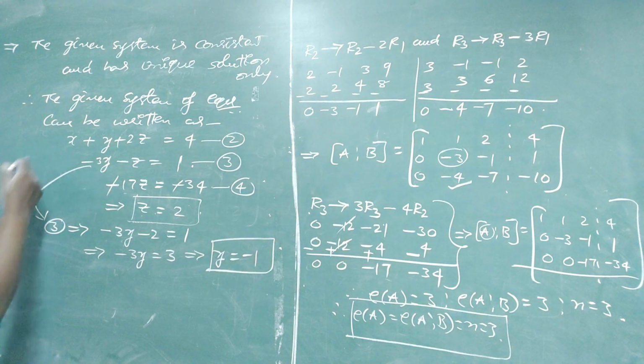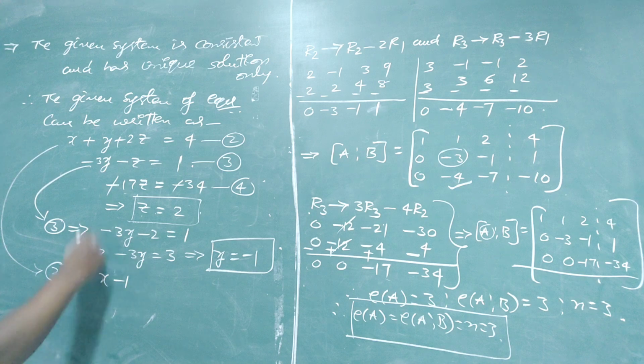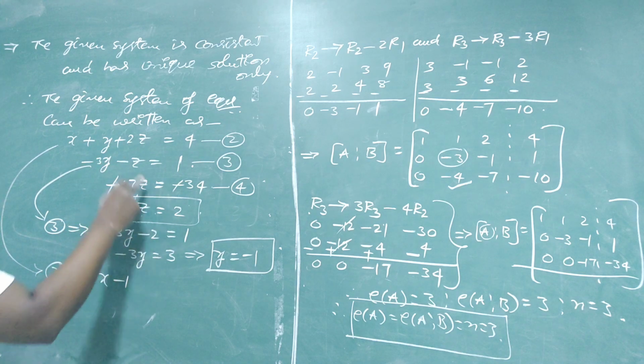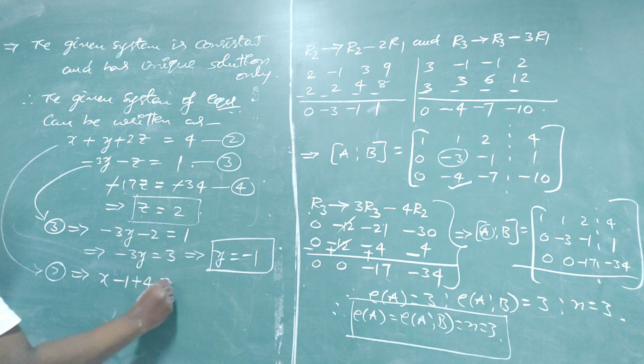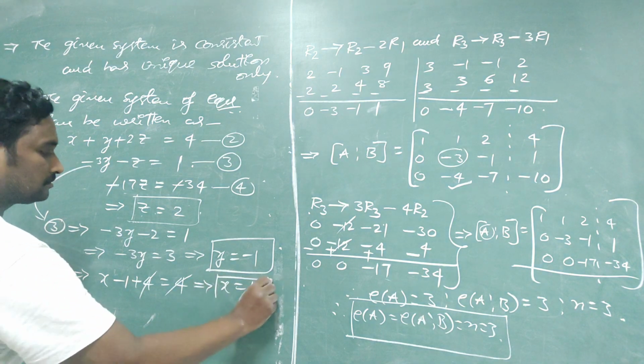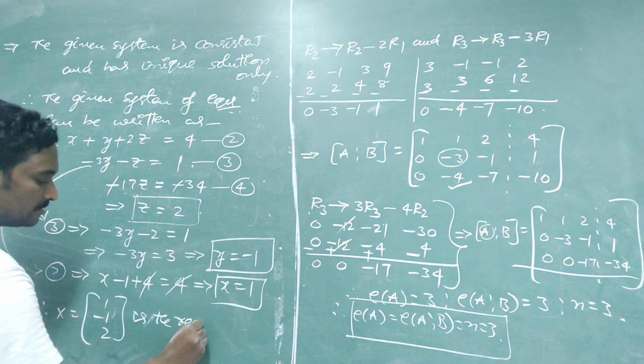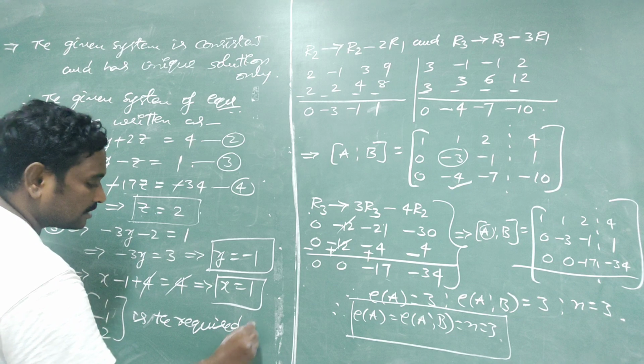Now what about the x value? From the first equation, what is y value? Minus 1. Z value is 2. 2 2s are 4, is equal to 4. So 4 gets cancelled. X value is 1. Okay. However, x, y, z is equal to 1, minus 1, 2 is the required solution. Is the required unique solution.